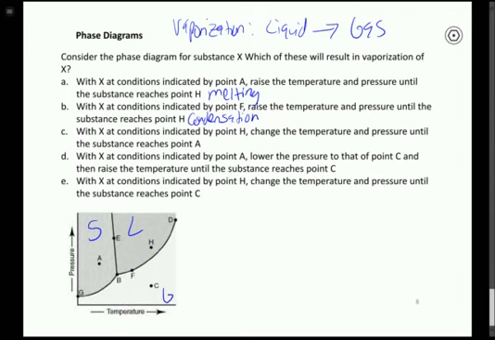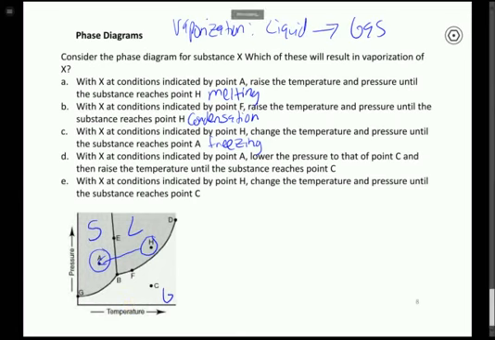Okay, for choice C, we're starting at point H. So here we're actually starting in the liquid phase, but we're going to change the temperature and pressure until we get to point A. So we're going in this direction. We're going from liquid to solid, so that's going to be fusion or freezing. I guess freezing is a more appropriate term. So here we're freezing the sample. We're going from liquid to solid, so that's not going to be vaporization.